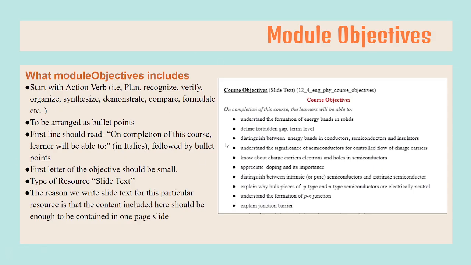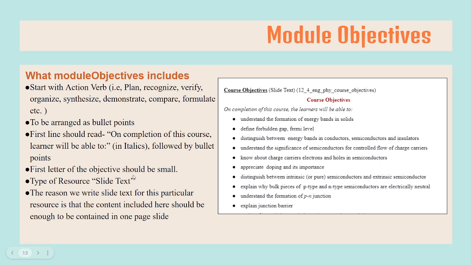Even the bullet form is specified. It should be in bullet form and it should have the first line as this, and this should be in italics. "On completion of the course, the learner will be able to" should be in italics. This should all be done, not like keep thinking about where to put italics. When you're writing, you write it, but when you finalize it, all this has to be applied. And the first letter of the objective should always be in lowercase, not uppercase. These are all for standardization.